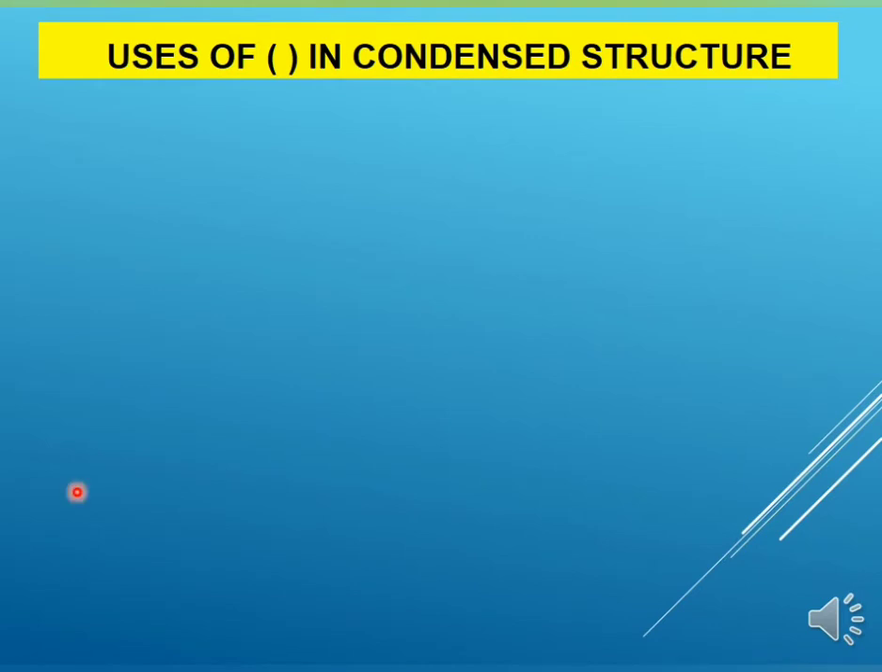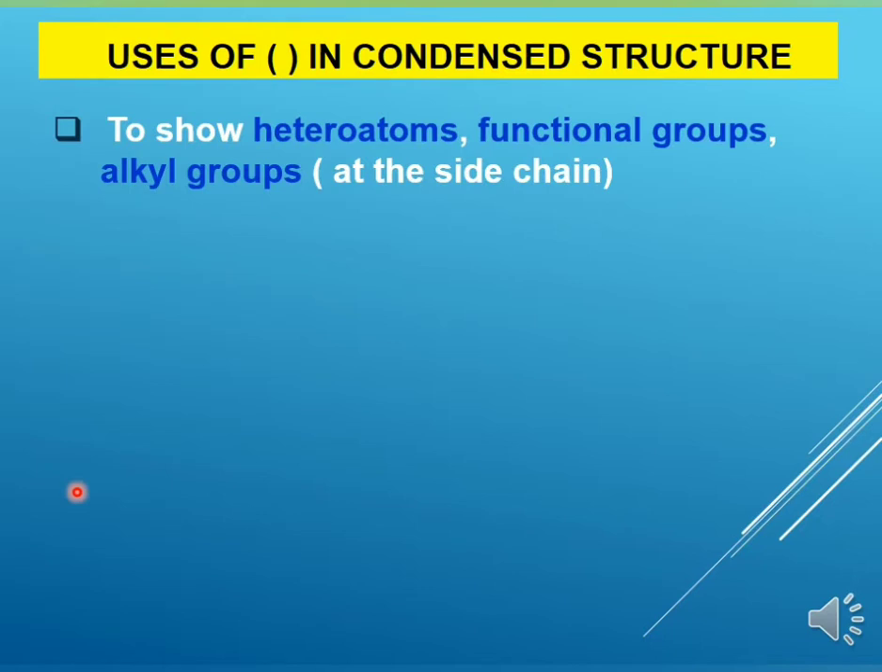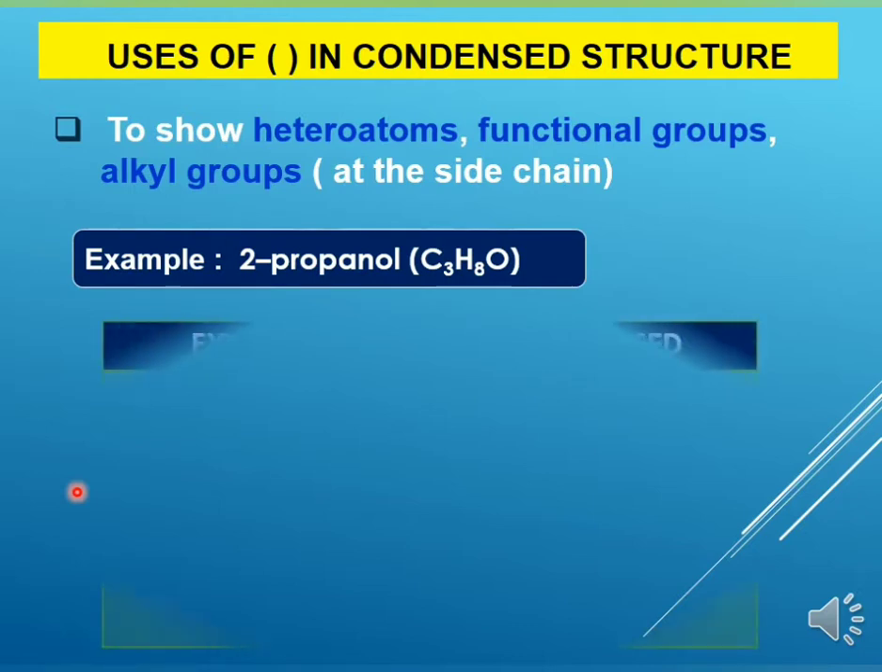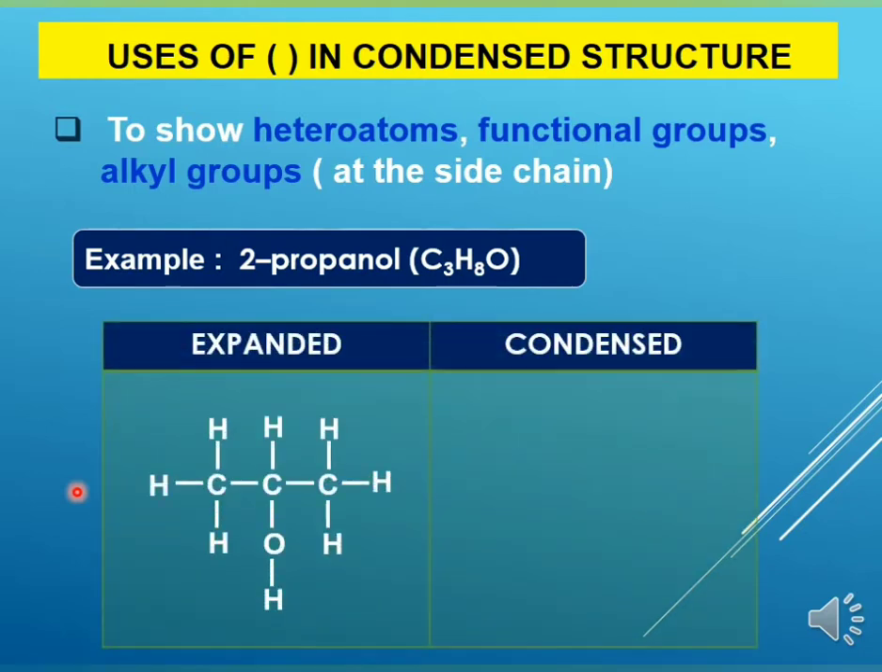Round brackets can be used to show heteroatoms, functional groups and alkyl groups at the side chain in condensed structure. So let's look at the expanded structure of 2-propanol. There are 2 CH3 groups attached to the CH center and there is a hydroxyl functional group. So the condensed structure can be written as CH3, CH, CH3 and the hydroxyl functional group attached to the second carbon.